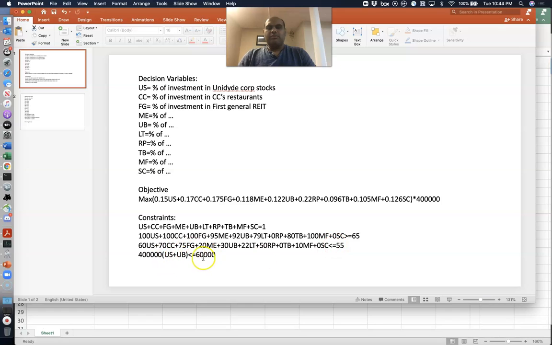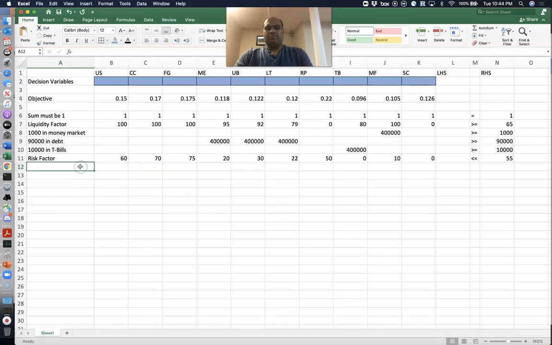Then you say that you cannot put more than 60,000 in Unidad, right? So you cannot put more than 60,000 in Unidad stocks or bonds.